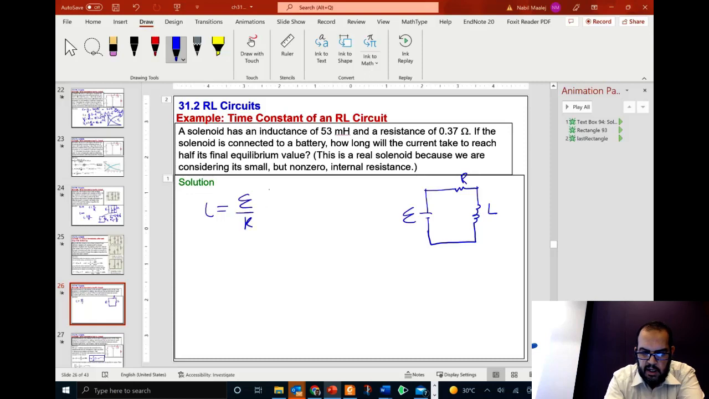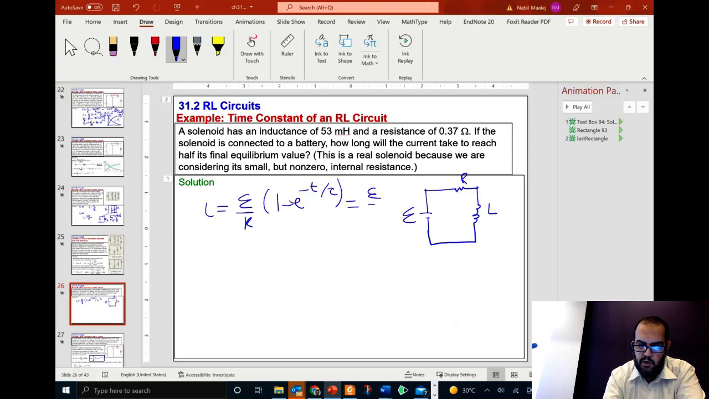It's 1 minus exponential minus t over tau, where tau is L over R, and we are asked how long it will take for it to reach half of the final equilibrium value. The final equilibrium value is maximum, which is epsilon over R. So when it reaches epsilon over R divided by 2, the maximum current cancels out, and we obtain 1 minus exponential minus t over tau is just equal to 1/2.